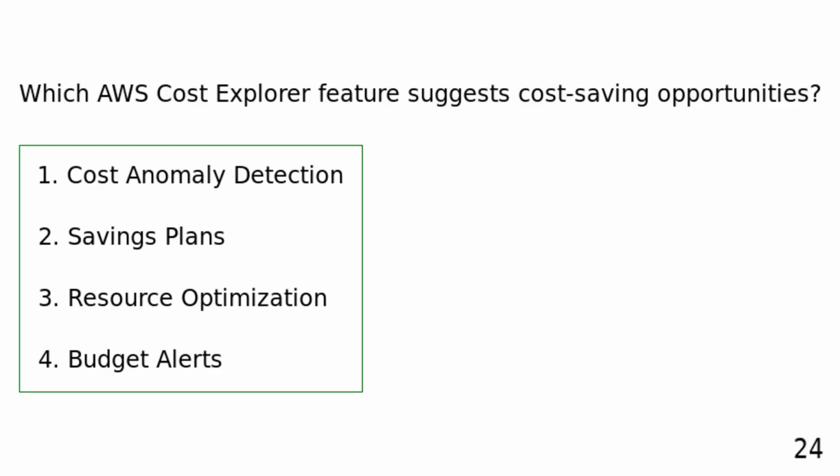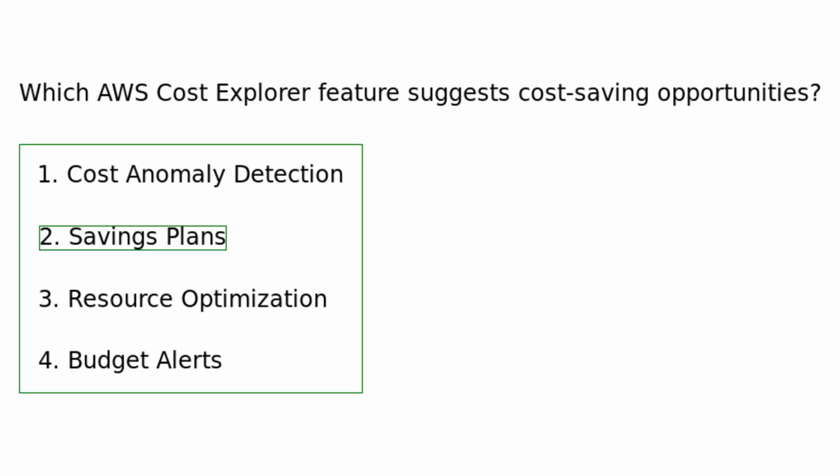Which AWS Cost Explorer feature suggests cost-saving opportunities? Cost anomaly detection. Savings Plans. Resource optimization. Budget alerts. The Savings Plans feature in AWS Cost Explorer analyzes your usage and suggests purchasing Savings Plans to reduce costs for services like EC2, Fargate, and Lambda.